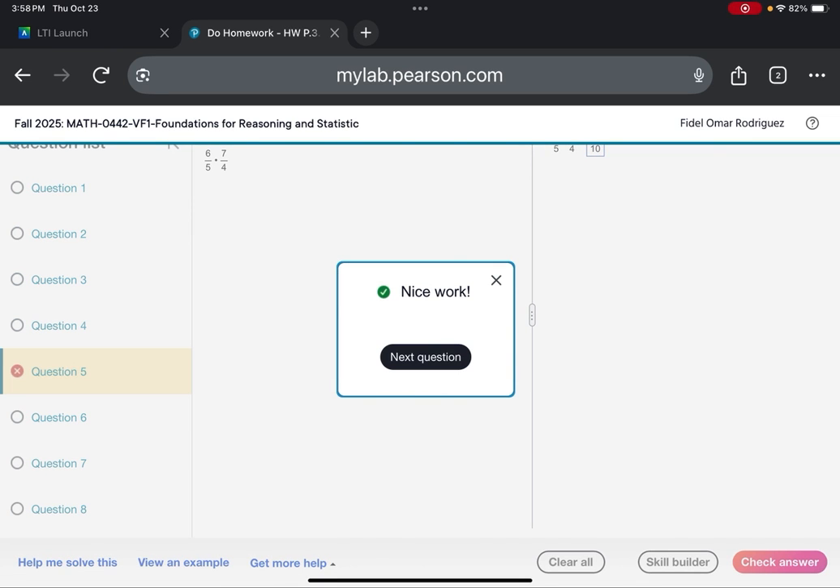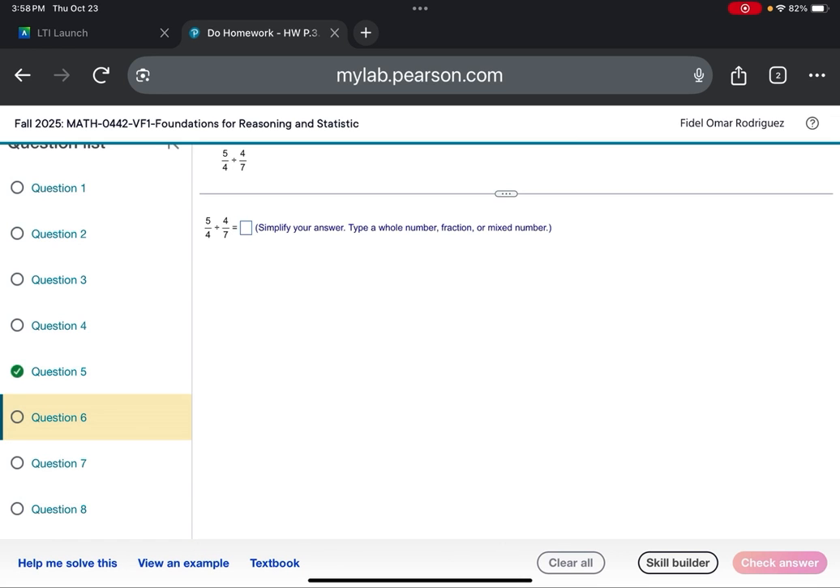Now, before I hit next question, if you look on the left side of your screen where my number 5 is, it's marked wrong, right? But once I hit next question, boom, it has marked it right.